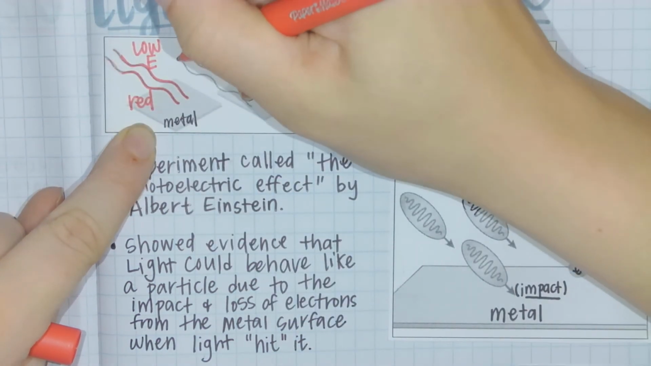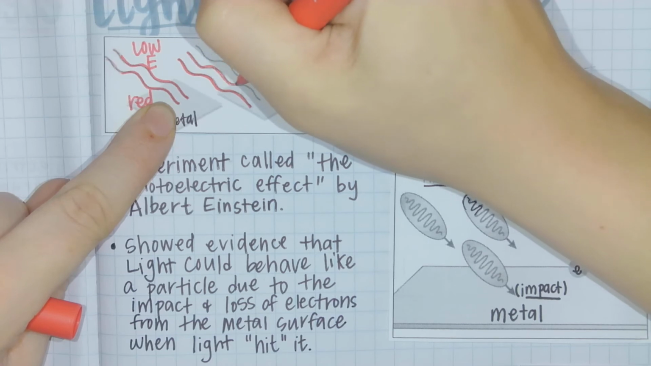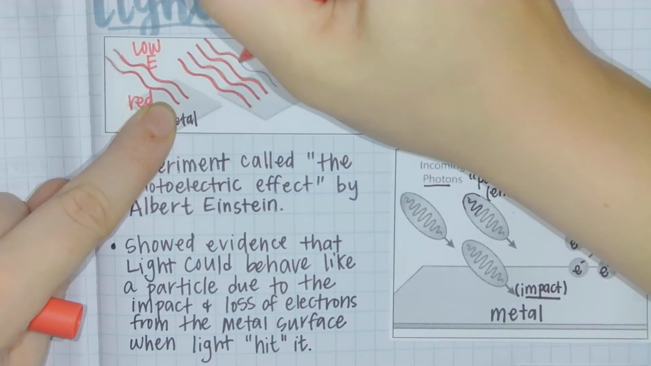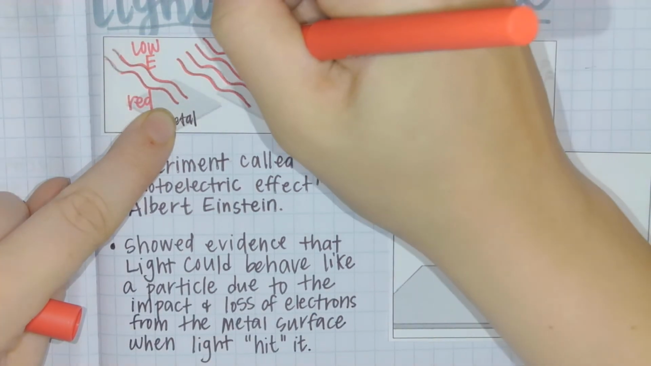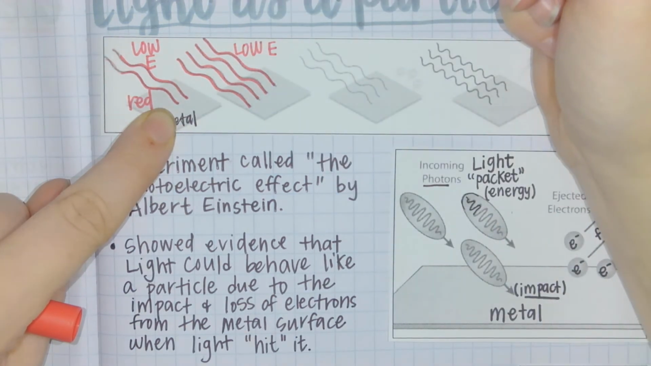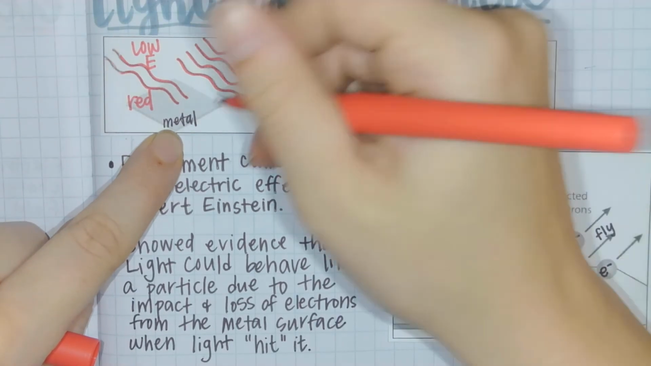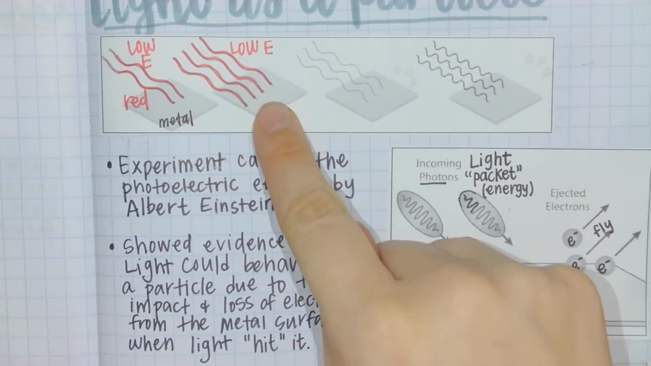No matter if he put 2 red lights or 4 red lights, this just looked like bacon. It didn't matter if he doubled the amount of red light, it was just too low of a color for this particular metal, and what was happening was nothing. So nothing, nothing.